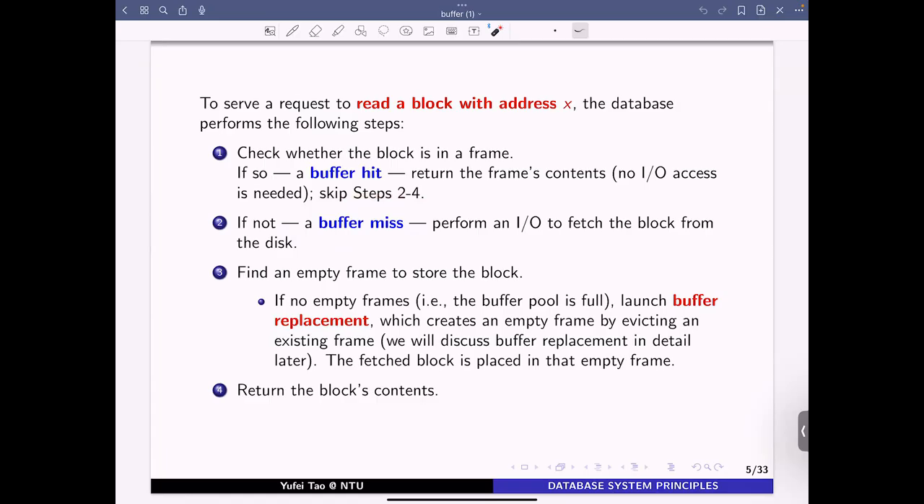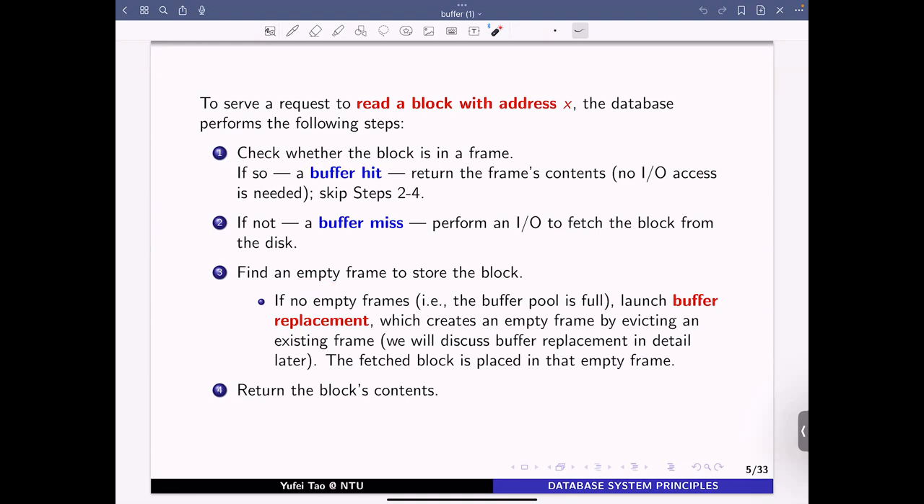All right, but now that you've just read a new block, the database system would try to retain it, because the idea is that since we have already read it recently, very likely another program is going to use it later, or maybe the same query's algorithm will have to read it later. So let's retain it for a while instead of throwing it away immediately. For that purpose, you will have to find an empty frame to store the block.